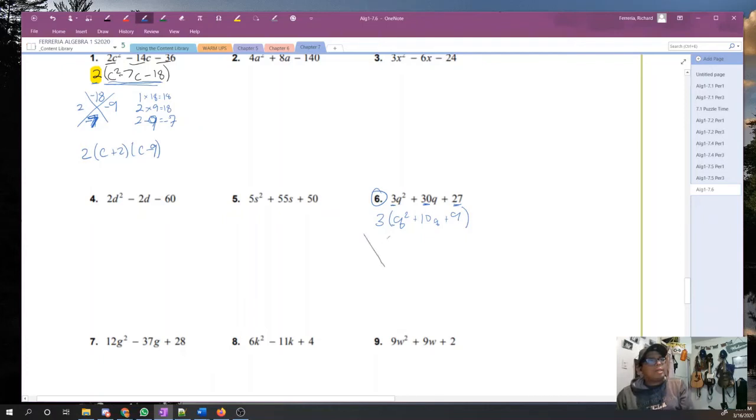Big X method. 9 on top, 10 on bottom. Let's think of the numbers that multiply to make 9. That's 1 and 9 is the first one. And hey, 1 plus 9 is 10. So I don't have to go very far, and that's my answer. 1 and 9.